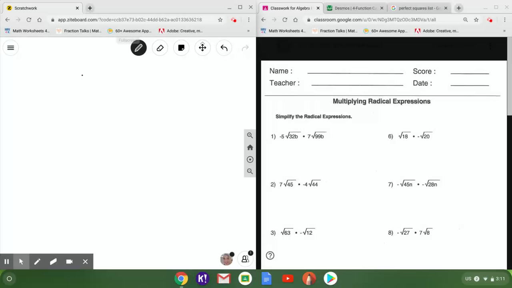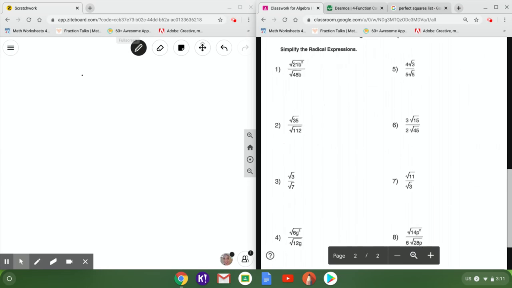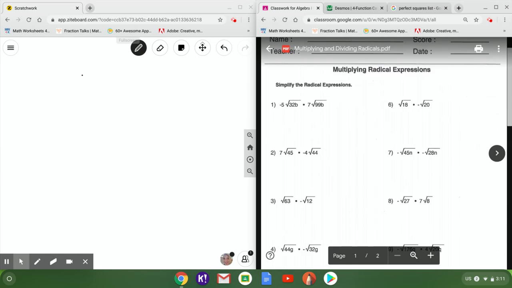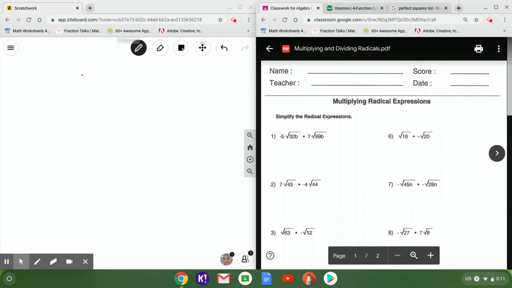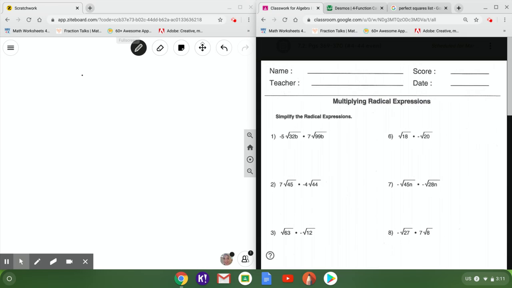So here it is. I passed this out the week before we were out. Just want to touch base with you guys, make sure you know how to do it. It's on here in Google Classroom in case you forgot it or lost it. Just do it on your own piece of paper and then upload a picture of it.